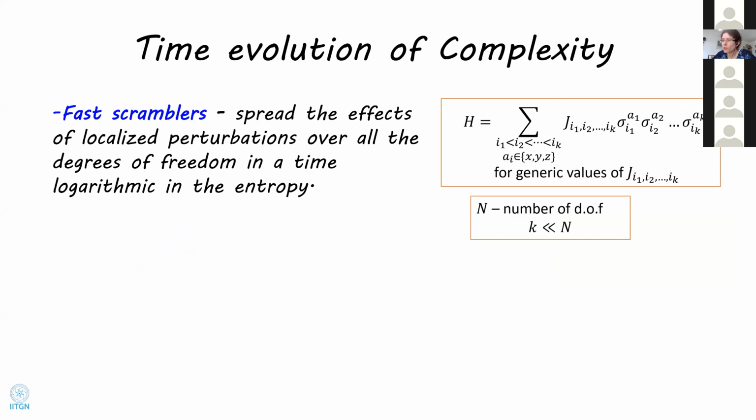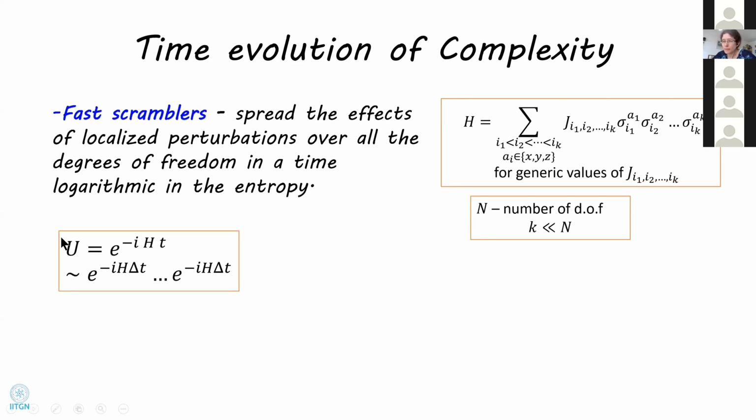In holography, I told you that one of the signatures of the relation between complexity and the black hole interior had to do with the time dependence. So now I'm going back to the spin chains, and I'm just going to tell you a few expectations that we have about how complexity evolves with time. In general, the holographic systems are what's known as fast scramblers. These are systems that spread the effects of localized perturbations over all the degrees of freedom in a time which is logarithmic in the entropy, so very fast.